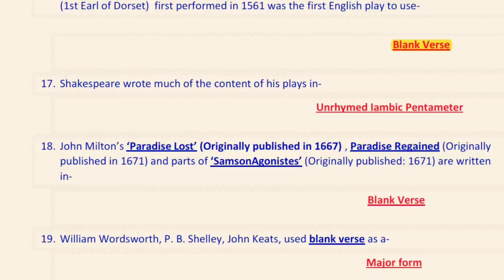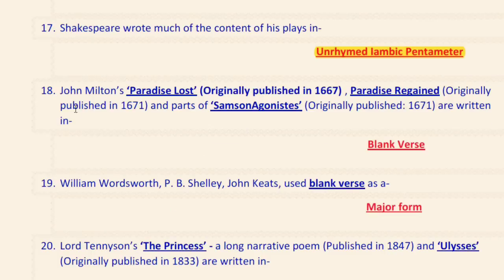Question number 17. Shakespeare wrote much of the content of his plays in. The answer is unrhymed iambic pentameter. Question number 18. John Milton's Paradise Lost, originally published in 1667, Paradise Regained, originally published in 1671, and parts of Samson Agonistes, originally published in 1671, are written in. The answer is blank verse.